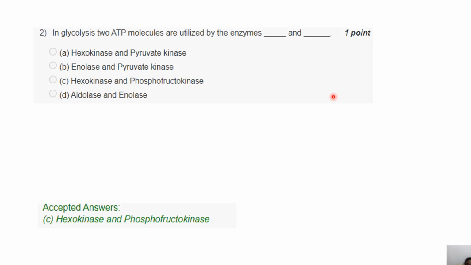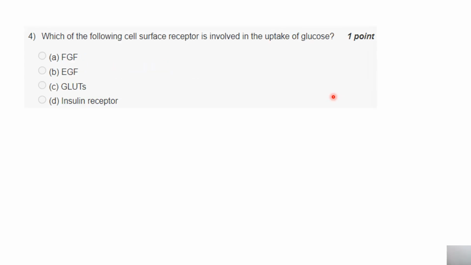Okay, so we'll move on to the next question for today. Which of the following cell surface receptors is involved in the uptake of glucose? We have already talked about this. So it's GLUTs.